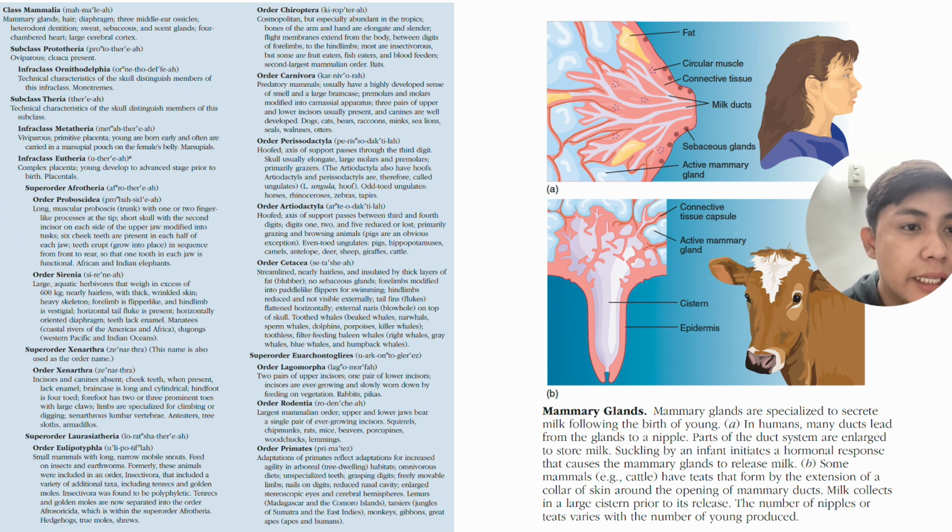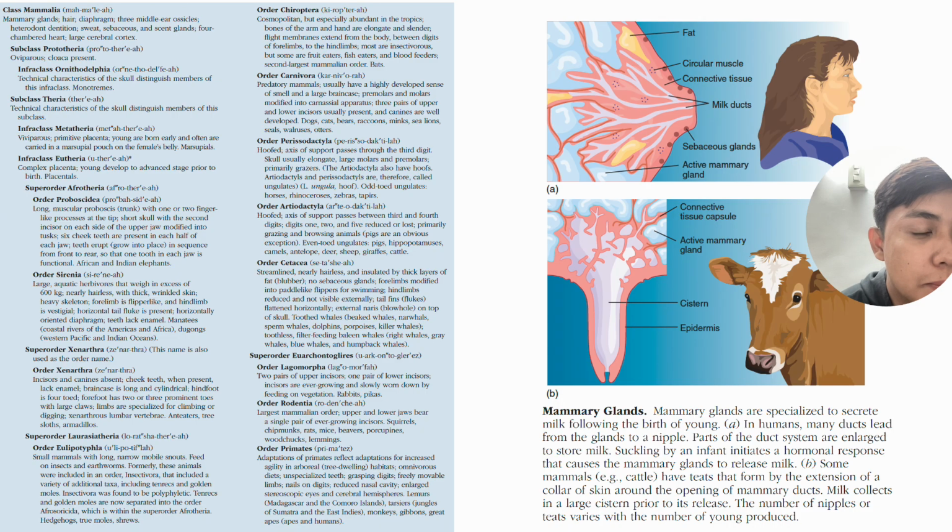which are oviparous and have a cloaca. These include the monotremes. And subclass Theria, which has technical characteristics of the skull distinguishing its members, and included here is the order Primates. Under the subclass Theria, you have the infraclass Metatheria, which are viviparous with a primitive placenta. Young are born early and often are carried in a marsupial pouch on the female's belly, which includes kangaroos and other marsupials. Then the infraclass Eutheria.